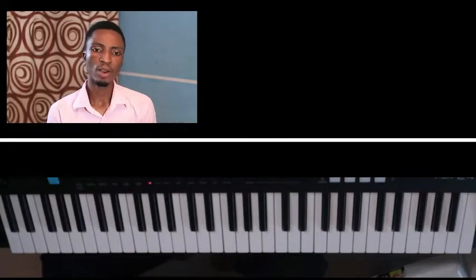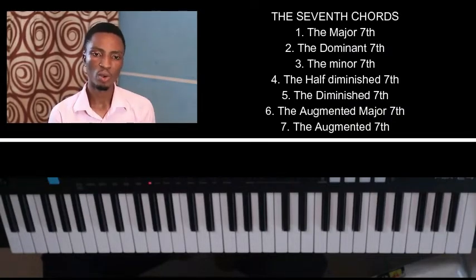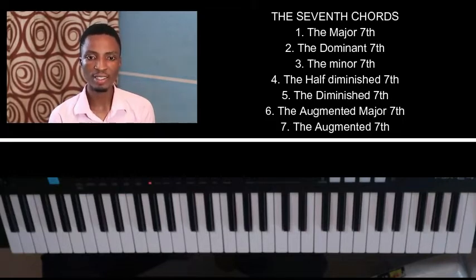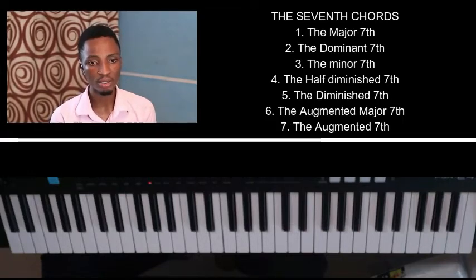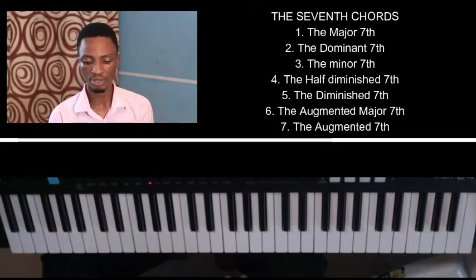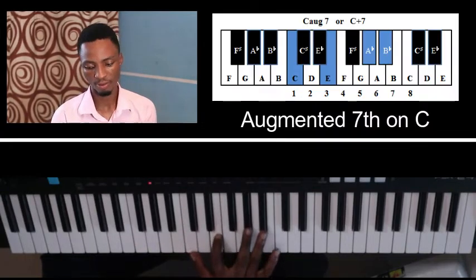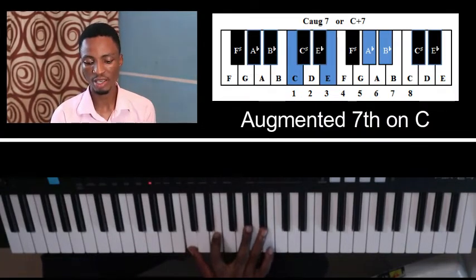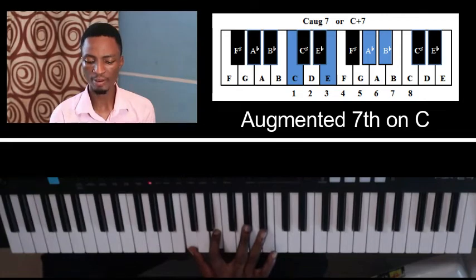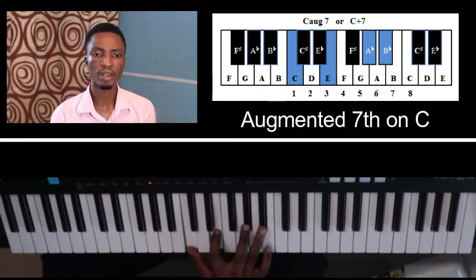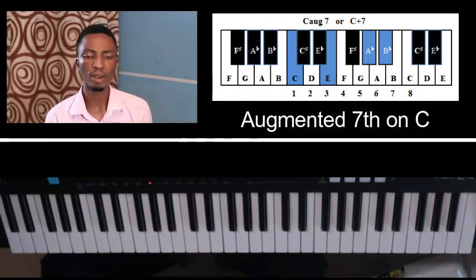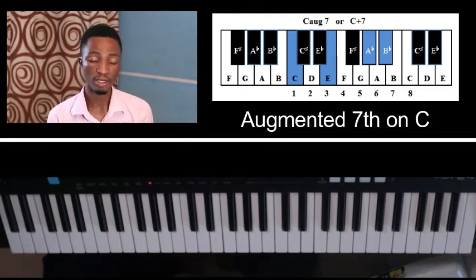The next is the augmented seventh chord. Now it is not a major seventh, so the flattened seventh note is added to the augmented triad. Flattened seventh. So we have C, E, A flat, B flat as the C augmented seventh chord.